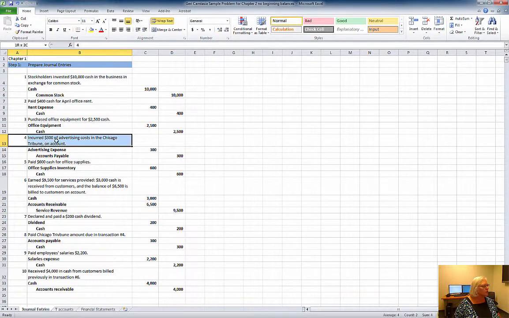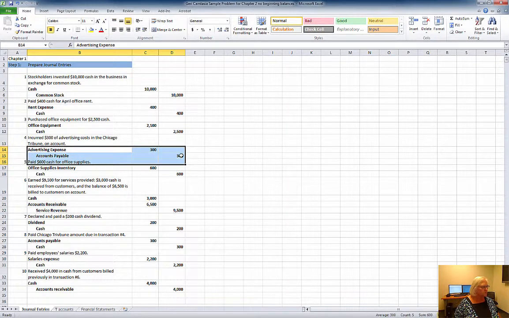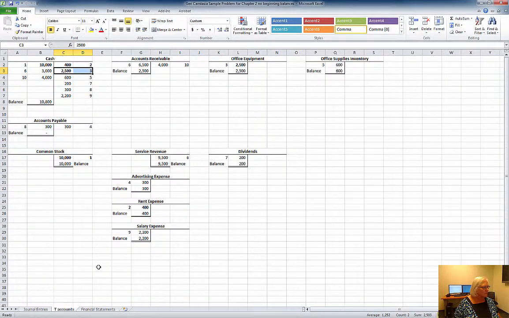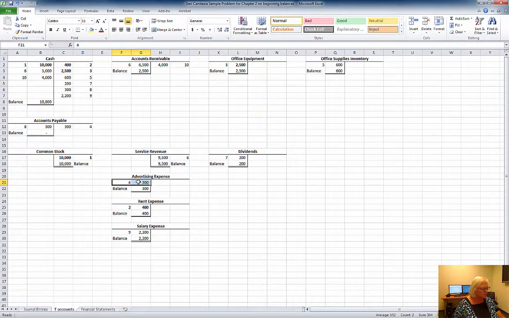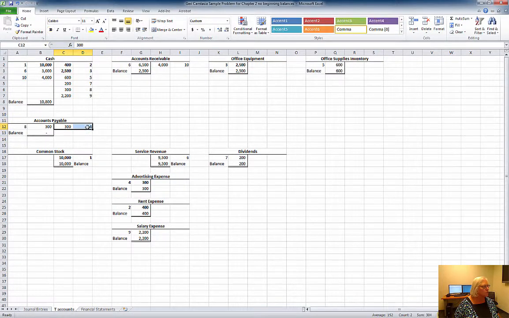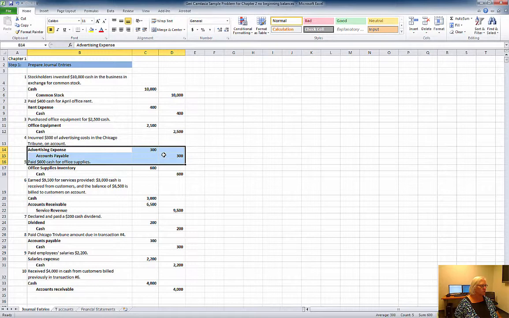Number 4, we incurred $300 of advertising costs in the Chicago Tribune on account. So I didn't pay for it yet, so we credit accounts payable. We incurred the cost, so we debit the advertising expense for $300. Right, debit to advertising expense $300, and we haven't paid for it, so number 4, we're going to credit accounts payable $300. I guess those were both $300. Let me double check. Yeah, $300.